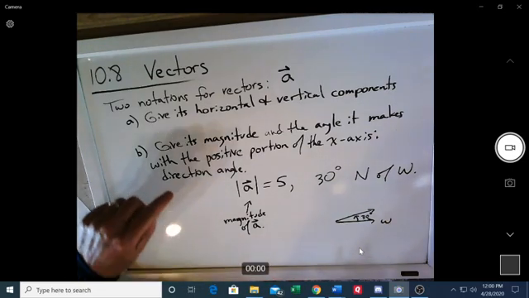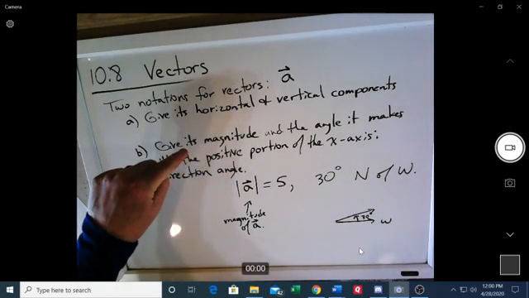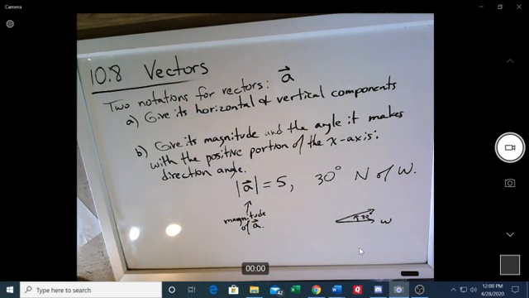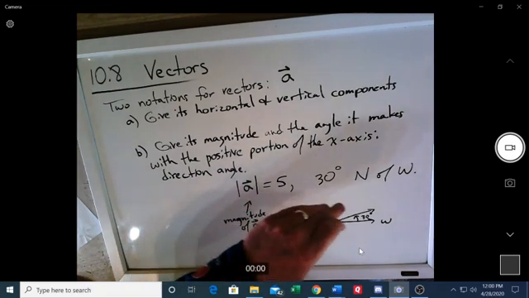And this is the kind of notation for vectors that, if you watch the news, they use. They'll say, the wind is out of the southwest today, and it's a 12 mile per hour wind. They're giving the magnitude and the direction.